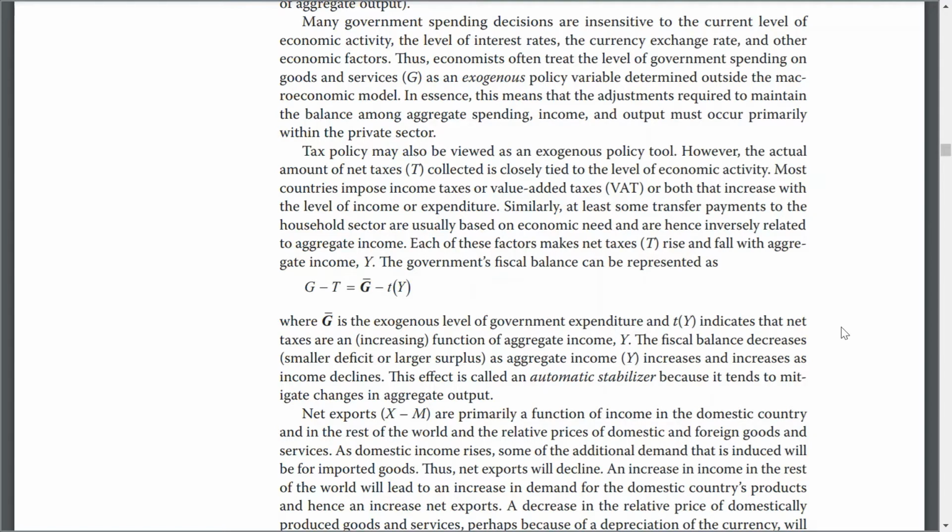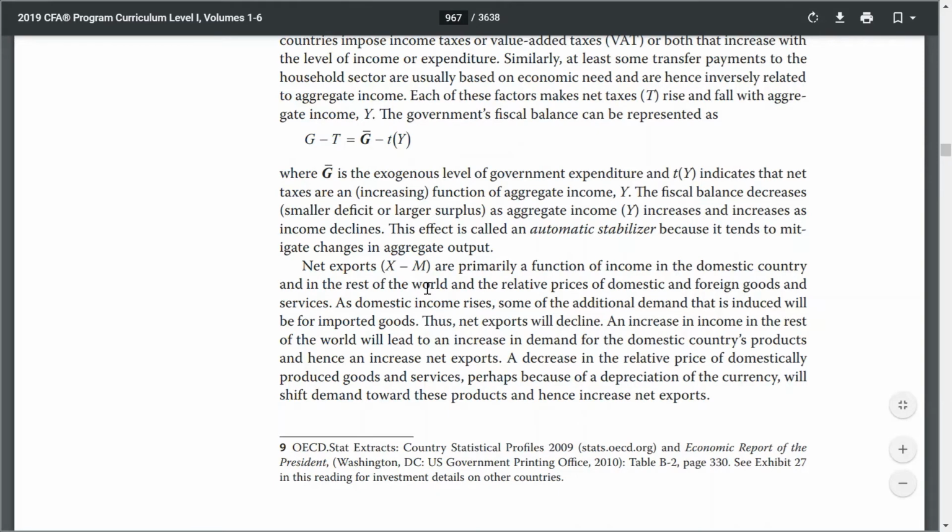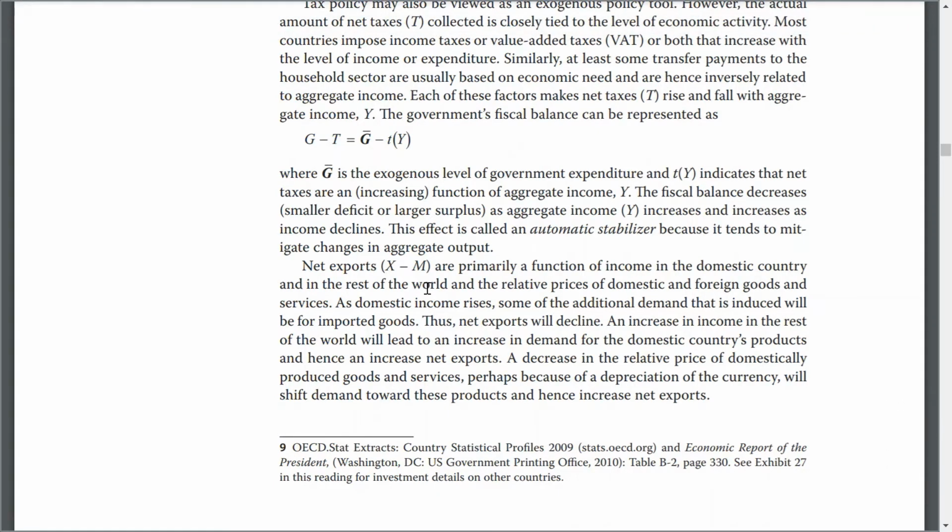The government's fiscal balance can be represented as G minus T equals G prime minus T of Y, where G prime is the exogenous level of government expenditure and T of Y indicates the net taxes as an increasing function of aggregate income, Y. The fiscal balance decreases, meaning smaller deficits or larger surplus, as aggregate income, Y, increases, and increases as income declines. The effect is called the automatic stabilizer because it tends to mitigate changes in aggregate output.